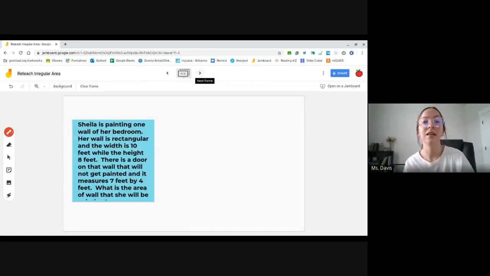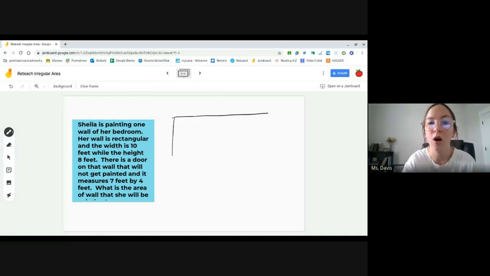Next one is a little harder, and it's also asking about area, not perimeter, so I have to go back and forth in my brain. Sheila is painting one wall of her bedroom. Her wall is rectangular, and the width is 10 feet, while the height is 8 feet. There is a door on that wall that is not getting painted. So this one's tricky, and that's why I brought it up. I'm going to show you.